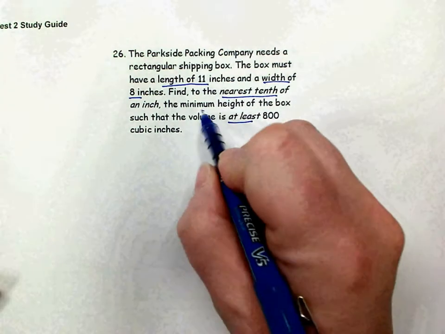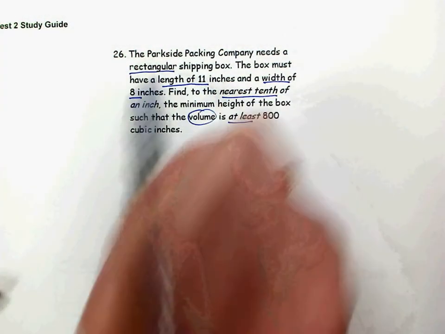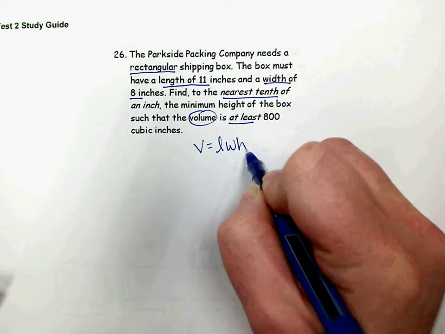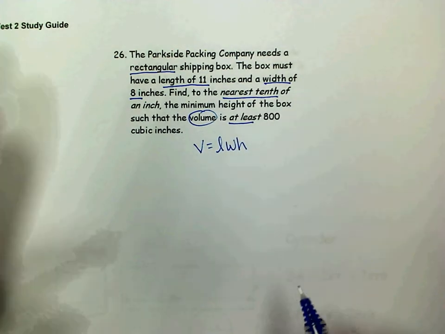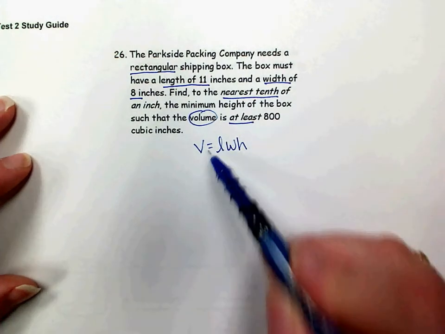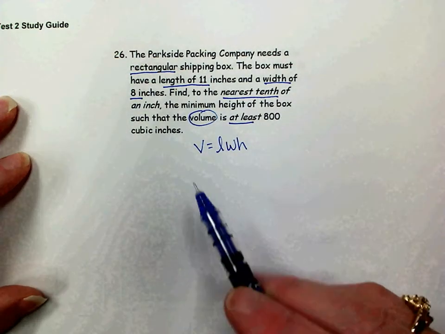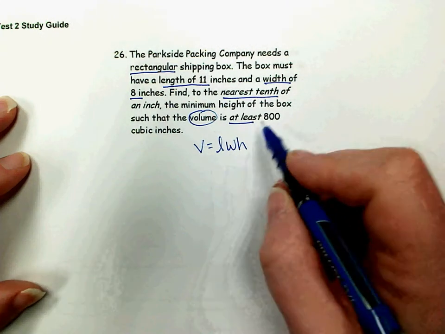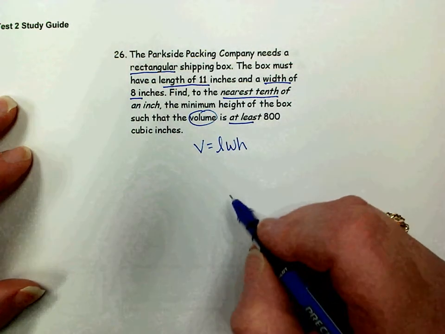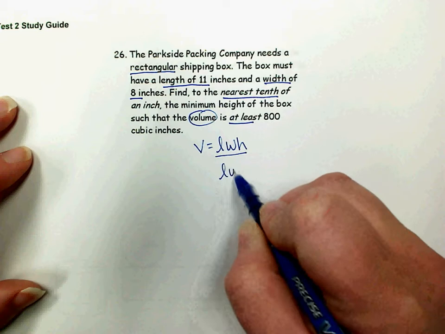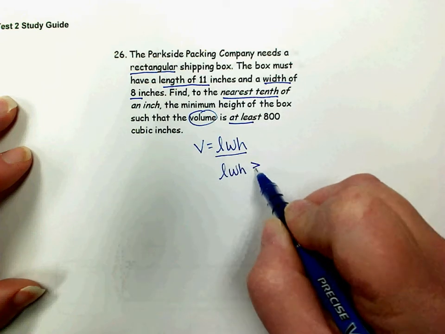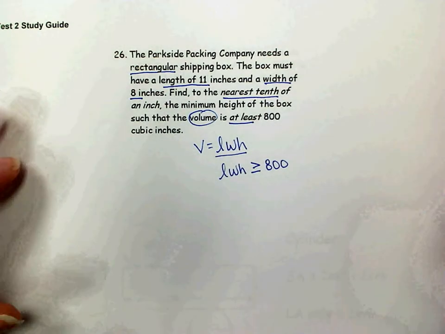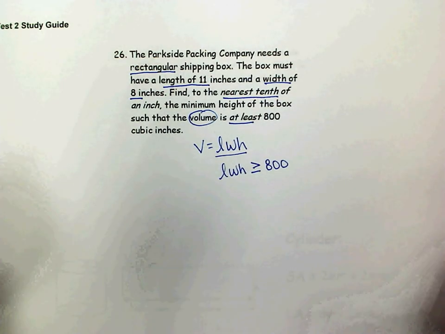So we're talking about the volume of a rectangular prism, and we know how to find the volume of a rectangular prism by multiplying the length times the width times the height. Remember that formulas are always equations, and that's important in this case as well, because we want to know our length, width, and height multiplied together has to be at least 800. So that means the length times width times height has to be greater than or equal to 800. It can be 800 or it can be more than 800. It just can't be less than 800.